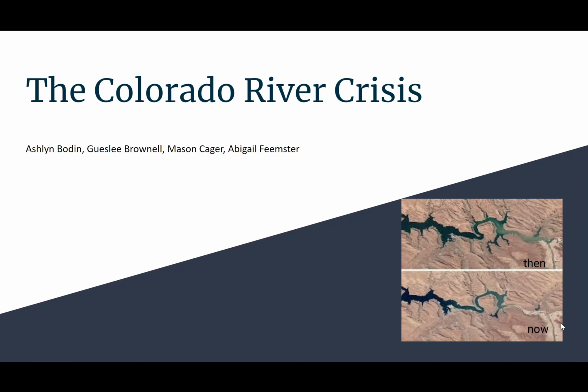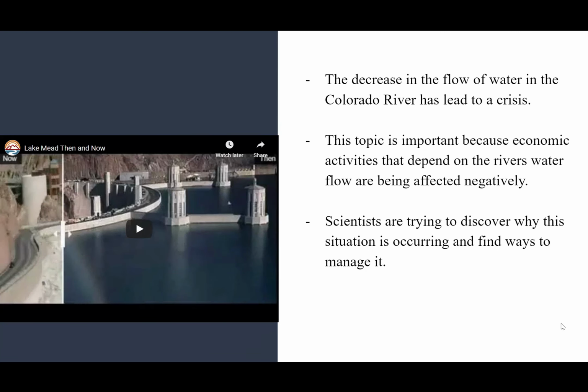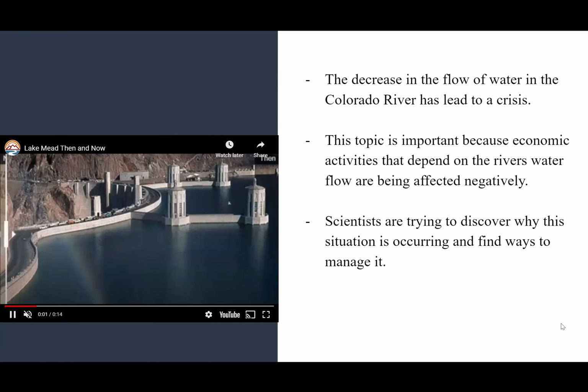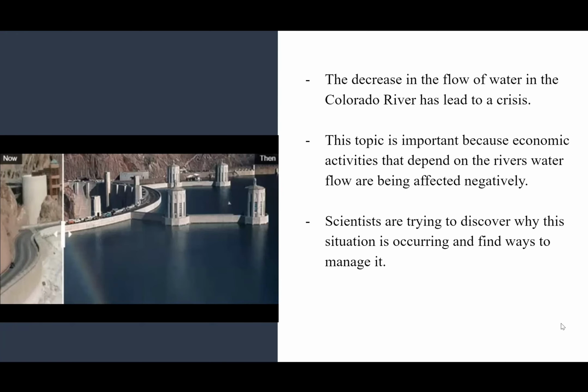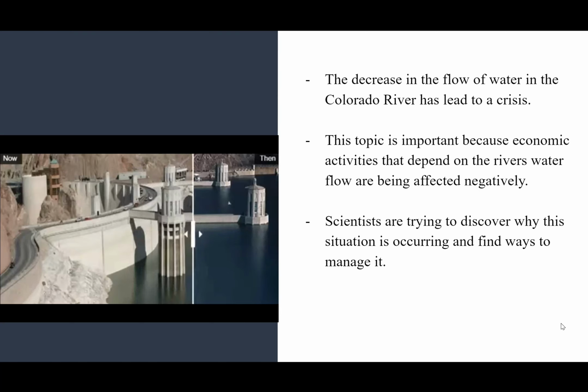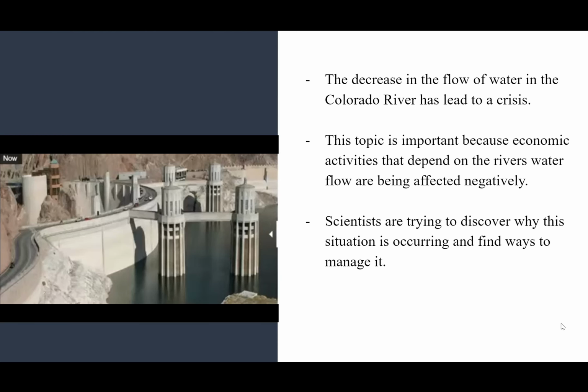The Colorado River crisis. There's a decrease in the flow of water in the Colorado River that is leading to a crisis. This is an important topic because there are economic activities that depend on the water flow of the river and are being affected negatively due to the decrease in it. They are trying to discover why the water flow is decreasing so much in the Colorado River and are trying to find ways to manage it in the future.